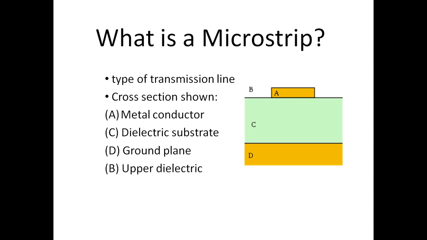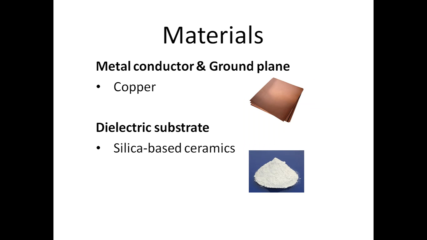It consists of a metal conductor, a dielectric substrate in between, and a ground plane. An upper dielectric is also present, but is usually air. The material for each element of a microstrip is shown.